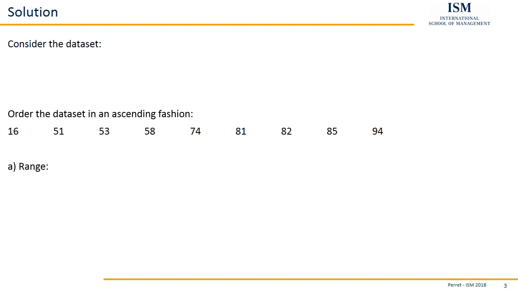First part, we were asked to calculate the range. The range, however, is defined as the difference between maximum and minimum. What's the maximum? Well, in this context, it's the largest value or the last value of our newly ordered data set. What's the minimum? That's the first value of our ordered data set. So we can directly go last value minus first value, 94 minus 16, giving us a range of 78. And the same thing in an easier fashion can also be done in the next part.